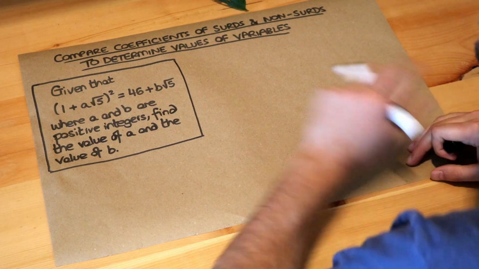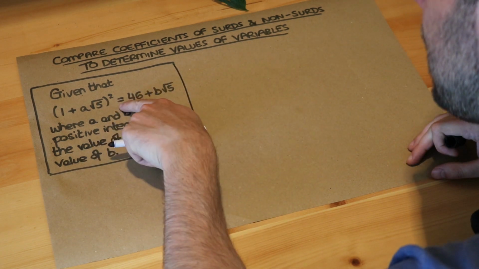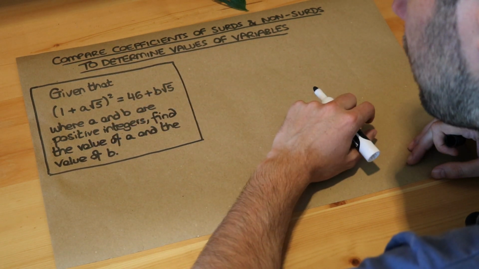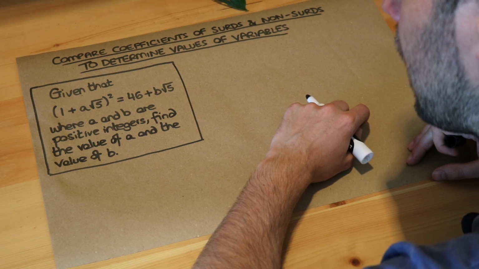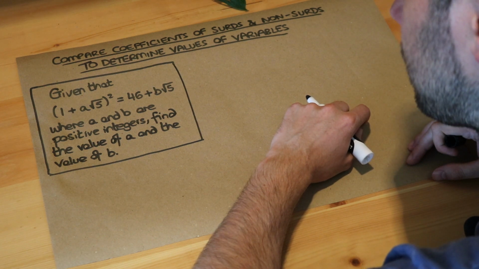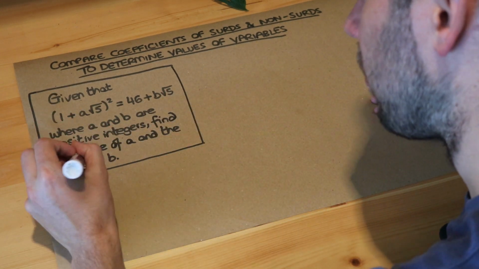Let's read the question. Given that (1 plus a root 5) all squared is equal to 46 plus b root 5, where a and b are positive integers, find the value of a and the value of b. Now before we approach this specific question, there's just one thing that's worth mentioning.